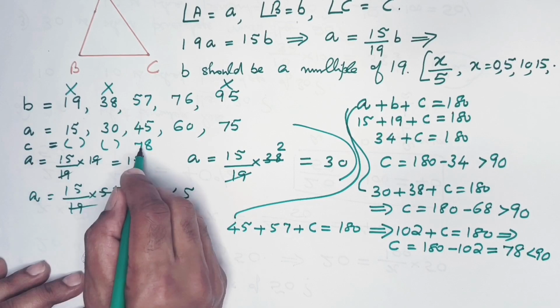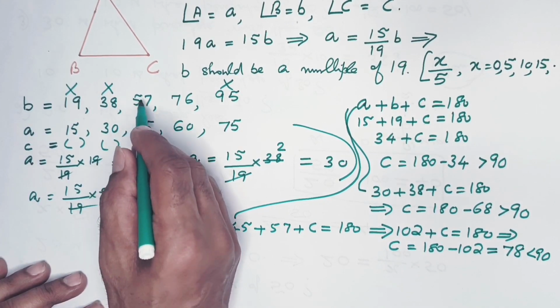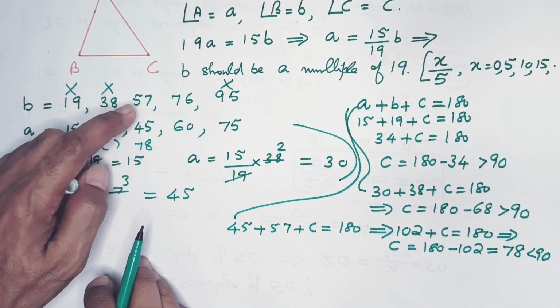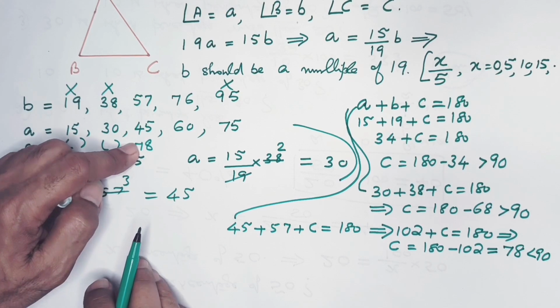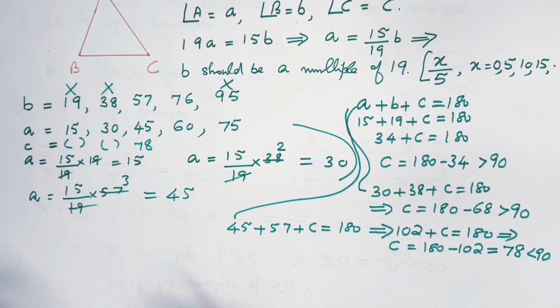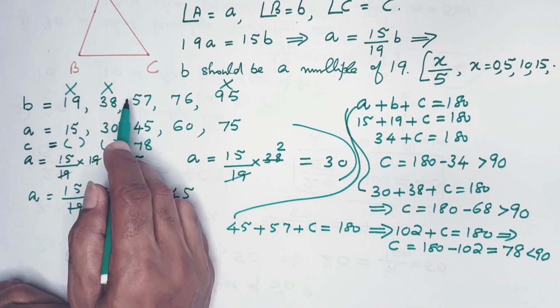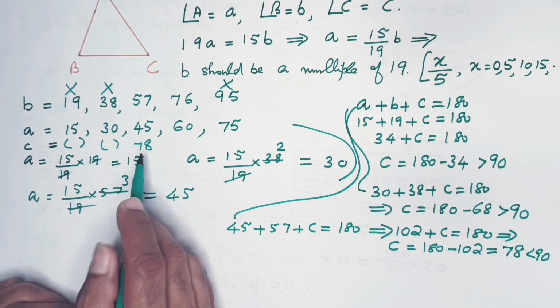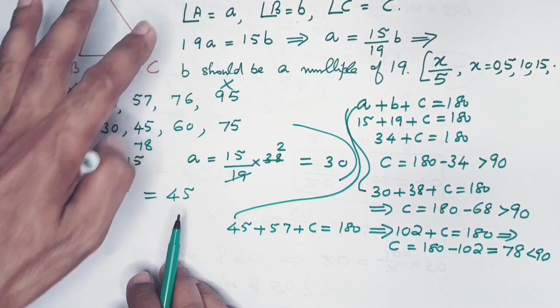That is the C value. So what do you see? These are the three angles you are getting: 57, 45, 78. And each one of them is less than 90. So they will form one possible triangle satisfying all the conditions given in the problem.